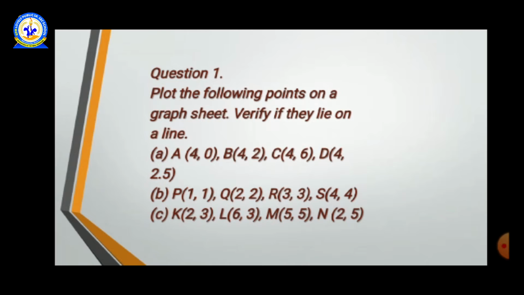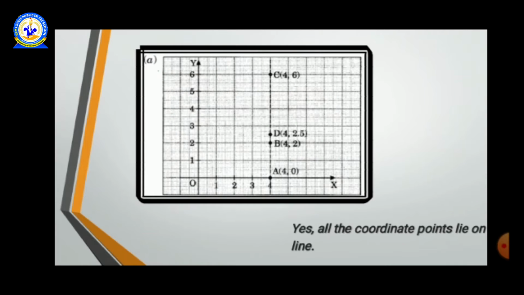So first we have to put the coordinates on a graph sheet. The first point A is 4, 0, which means the x coordinate is 4 and the y coordinate is 0. Let us see on a graph sheet. You can see this. The x-axis is a horizontal line and the y-axis is a vertical line. So you can see the first coordinate, 4, 0. It means A is 4, 0.